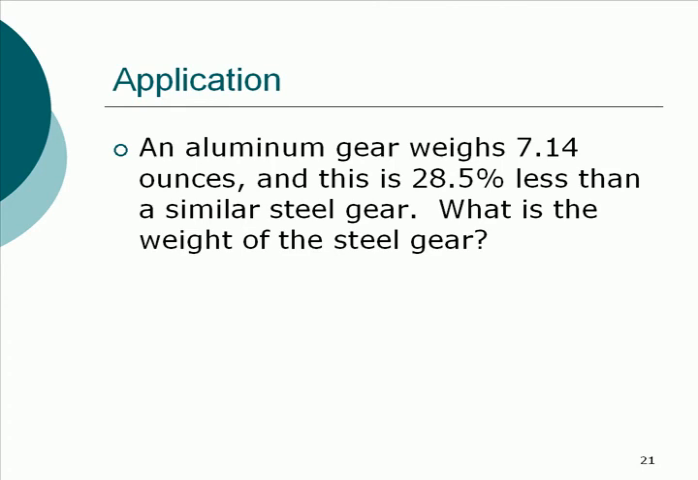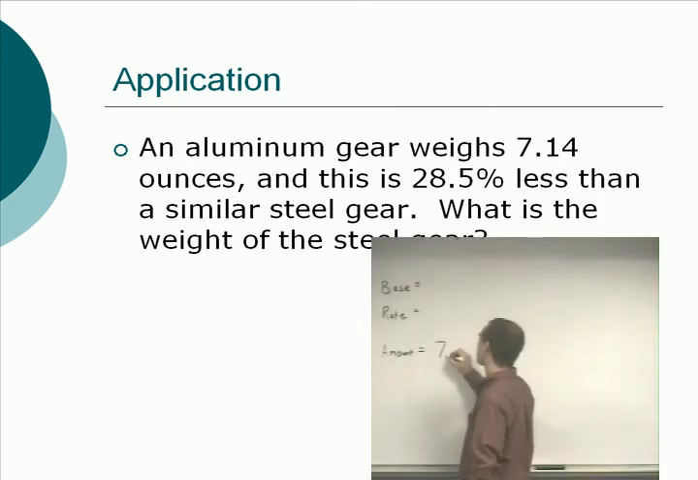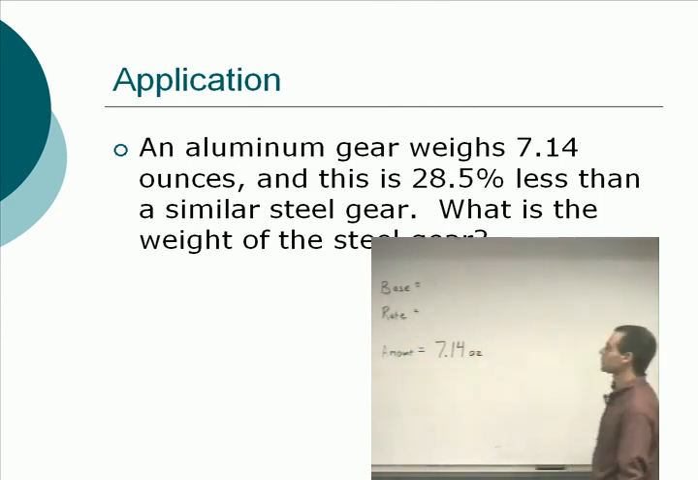Well, base, rate, and amount. Tell me what you know. The amount is 7.14. That's right. Why isn't it your base? Because what's on? Yeah, the steel gear got reduced and left us with the weight of the aluminum gear, and so the base is unknown. That's right. So we know that the amount that we're left with is 7.14 ounces. Okay? We are looking for the base.